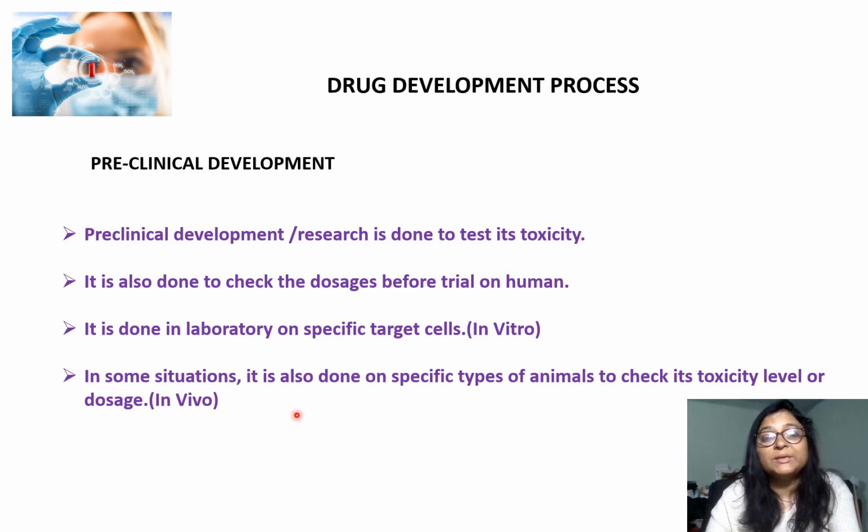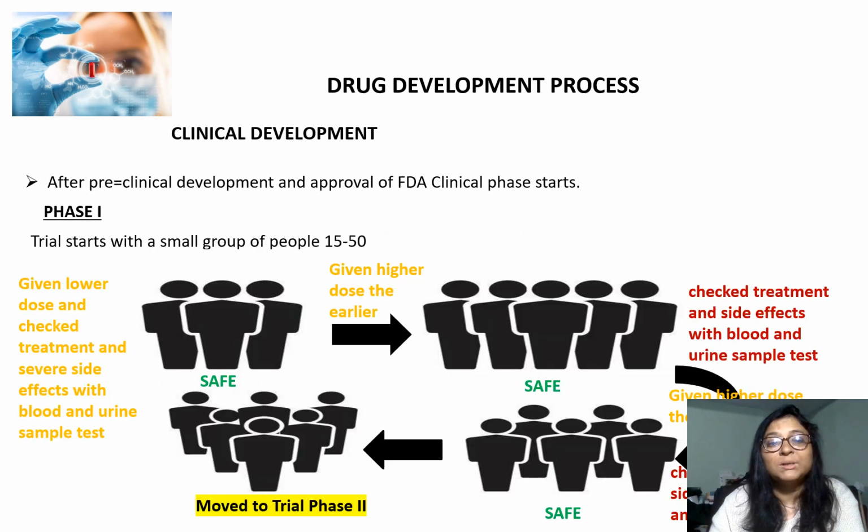So basically preclinical development is done in the in vivo and in vitro situation. Now we will move to the clinical development. Clinical development is basically tests done on humans. It is also divided into 4 phases: clinical phase 1, 2, 3, 4. So first we will start with phase 1.